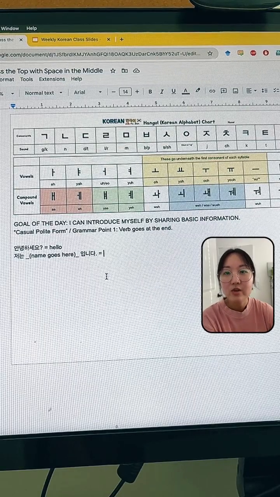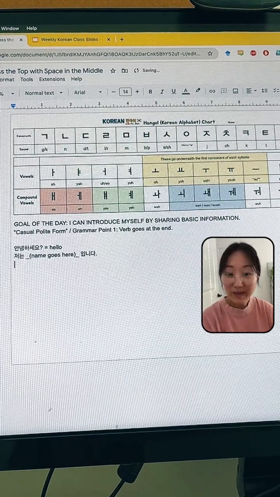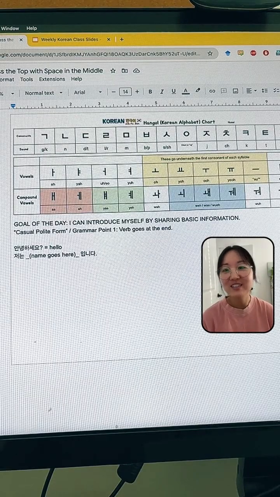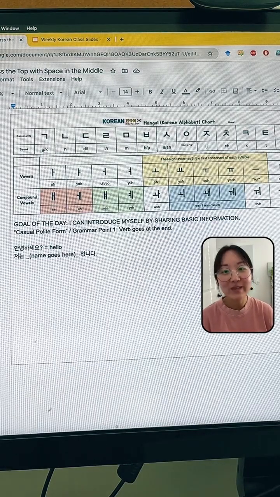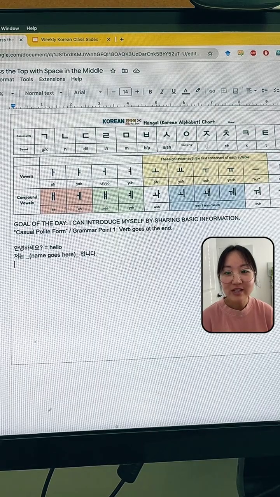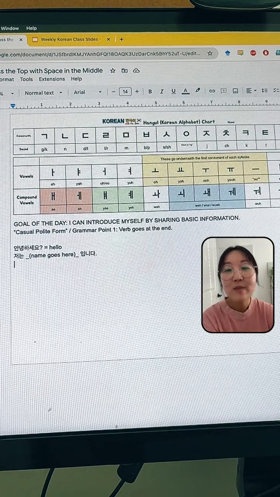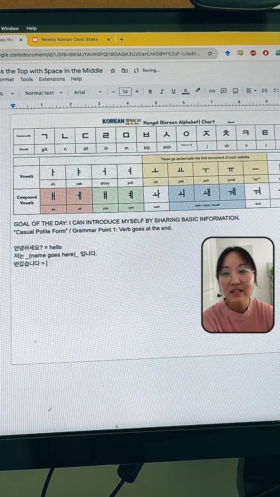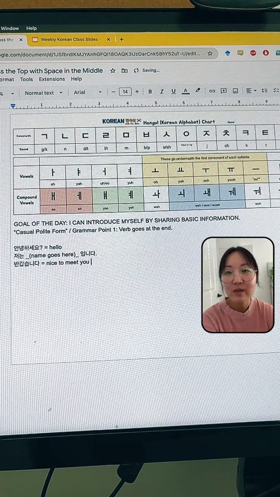Okay. And then that could be it, right? Sometimes for self-introduction, all you need is, hello, I'm Ginny. But you maybe want to say something like, nice to meet you. So let's learn how to say nice to meet you. You can say 반갑습니다. 반갑습니다 means nice to meet you.